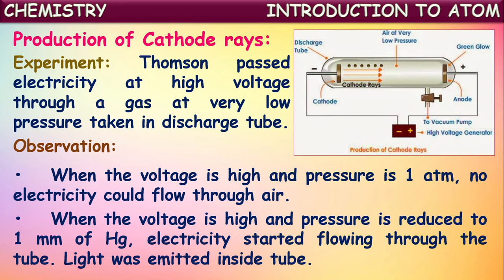So what happened? At normal conditions, by passing electricity at a high voltage, no current was passed by the gas. Then slowly, he reduced the gas pressure inside the discharge tube by evacuating it using the vacuum pump. Then, after reaching a pressure of around 1 mm of Hg, the gas started to pass electricity, and he observed emission of light inside the tube.